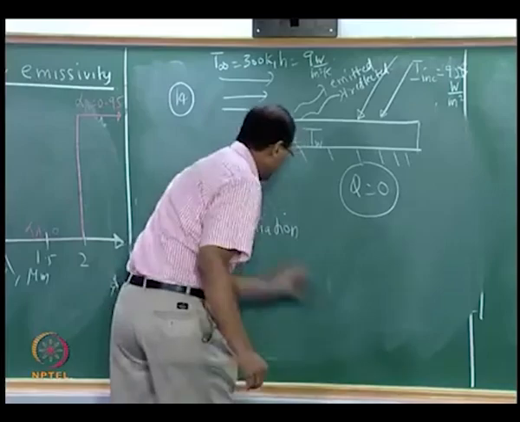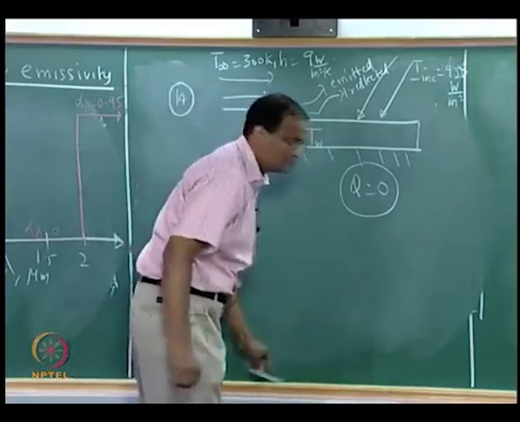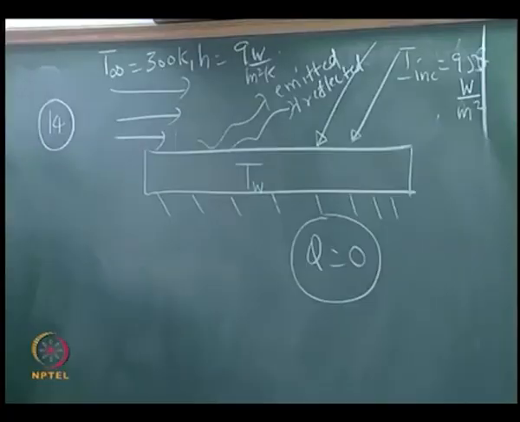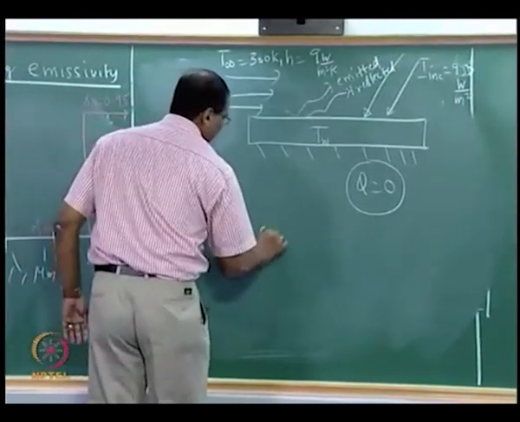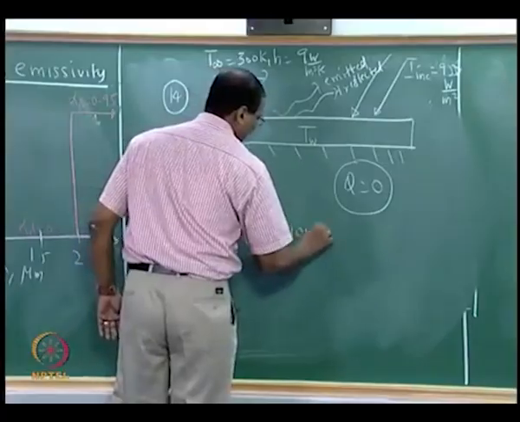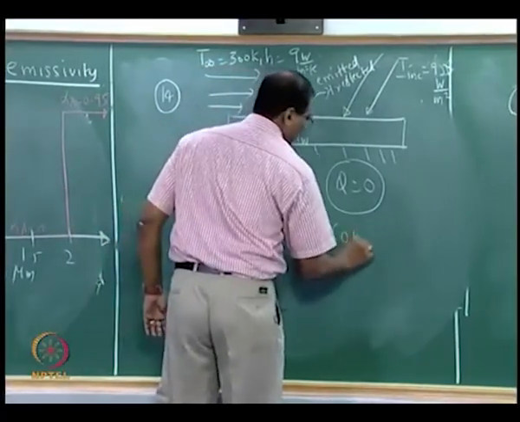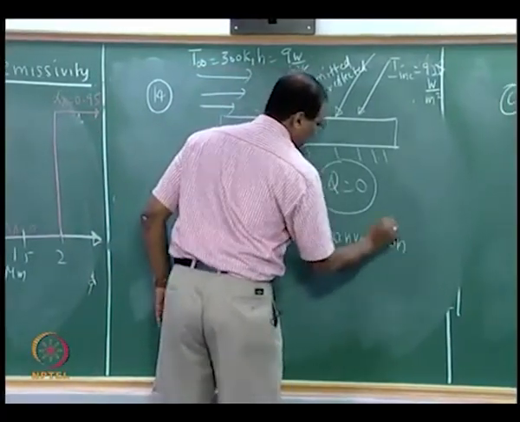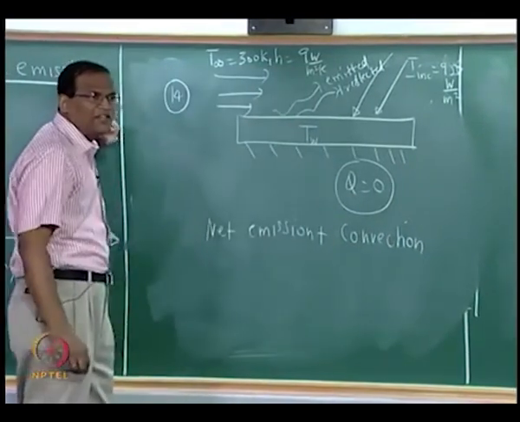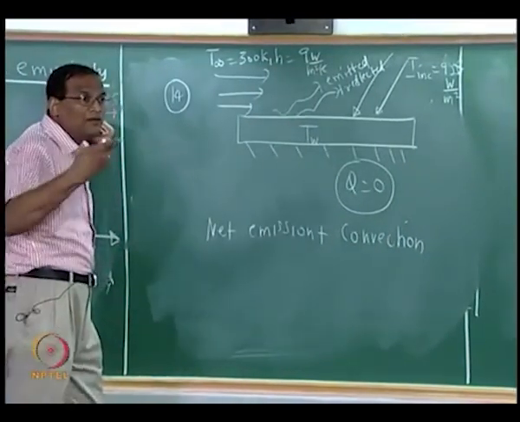Or we can say that, what will be the energy equation for this? What is going out? What is going out minus what is coming in must be equal to 0. Okay. Net emission plus convection equal to incident. Very good.